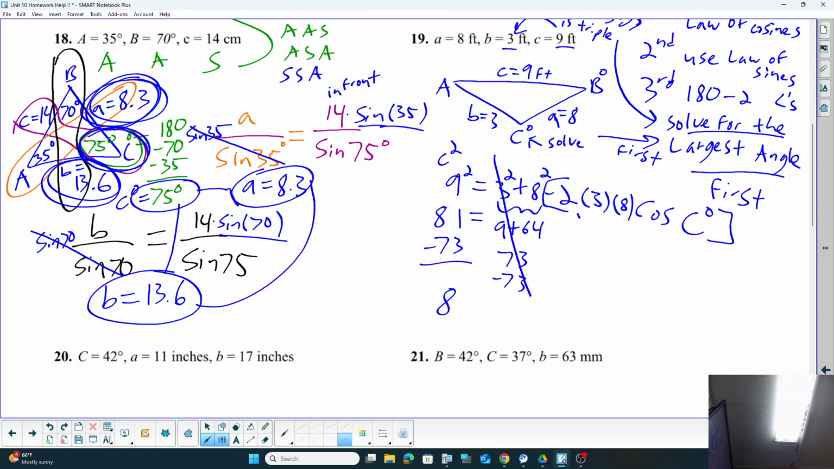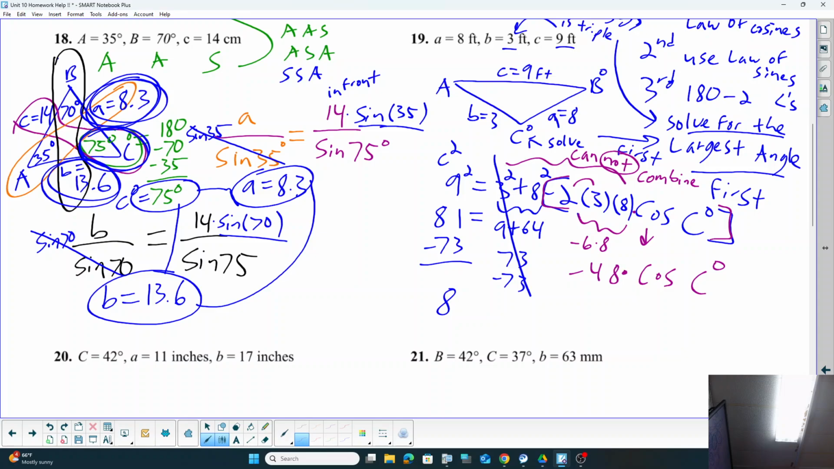And then we're going to multiply this next. Remember, we got to chunk it. So that's a negative 2 times 3 is negative 6, times 8 is negative 48, times cosine C. We cannot combine those, we have to chunk it with brackets, chunk it one at a time.